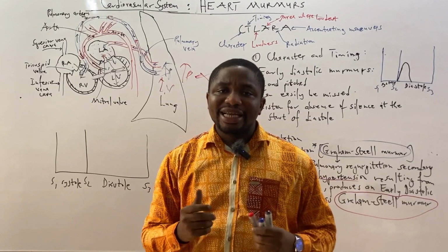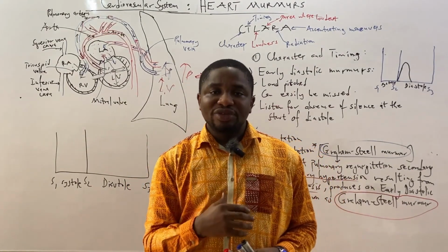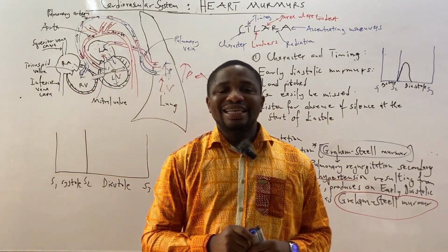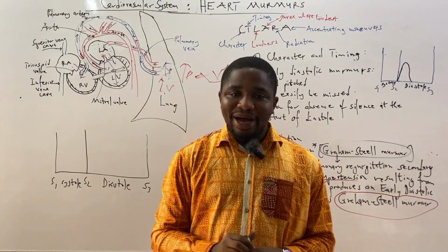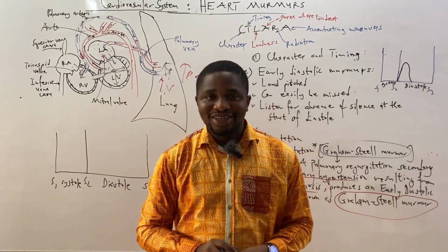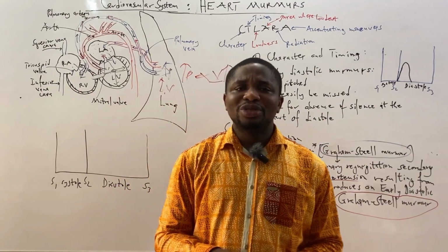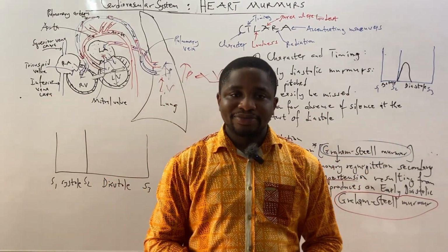We regard that as an early diastolic murmur. And for the fact that it's secondary to pulmonary hypertension resulting from mitral stenosis, that early diastolic murmur is referred to as the Graham Steell murmur. I hope that makes sense to you. Now, let's move on to the other parameters of our conceptual CITYLARA.